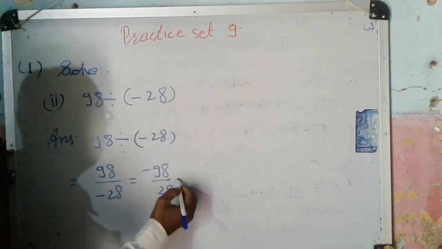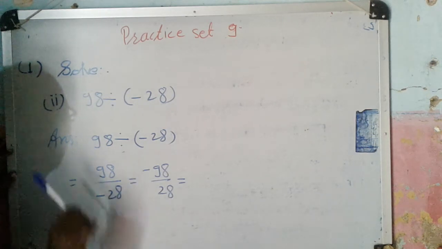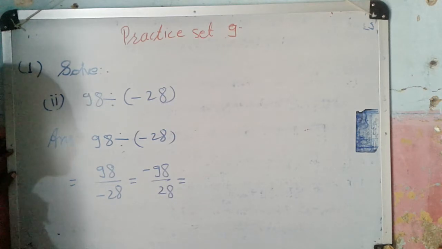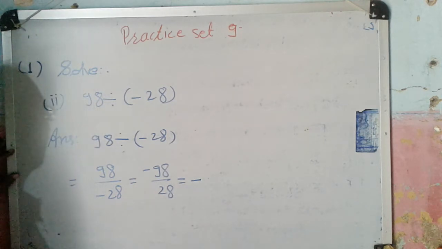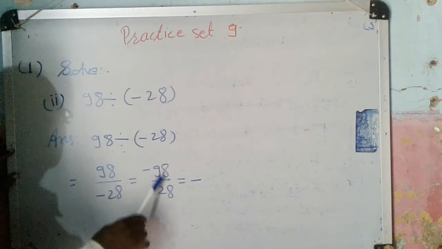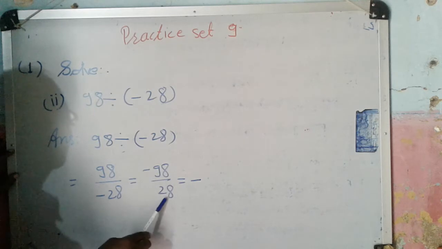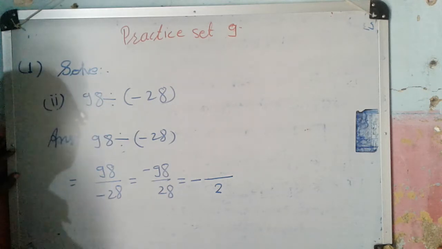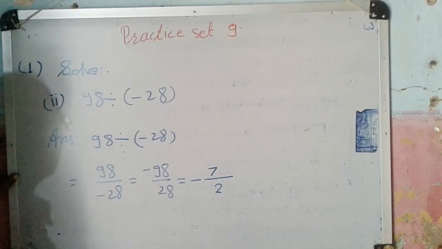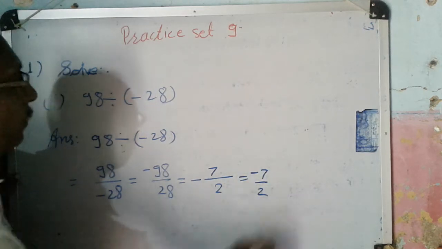Now here also one integer is negative and one is positive. So here the quotient is negative according to the rule. Now divide both the numbers by 14 because both the numbers are multiples of 14. That means 14 2s are 28 and 14 7s are 98. So the answer is minus 7 upon 2.